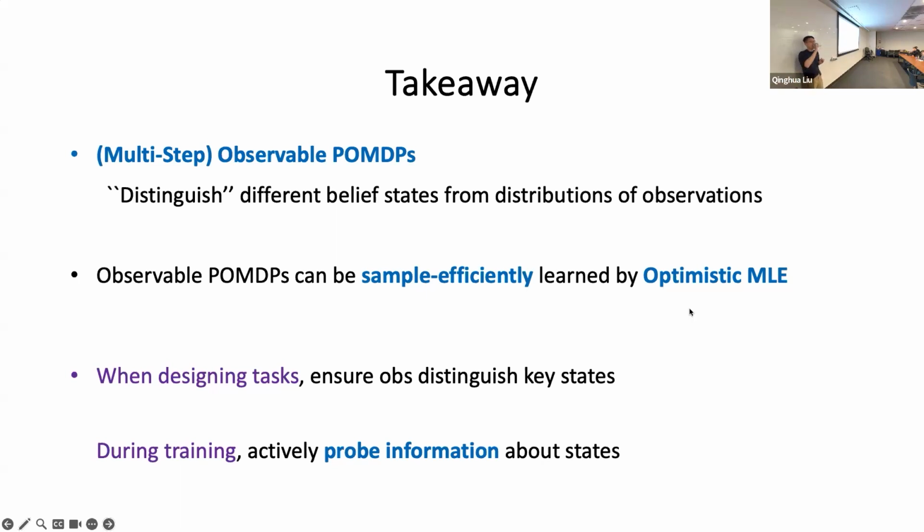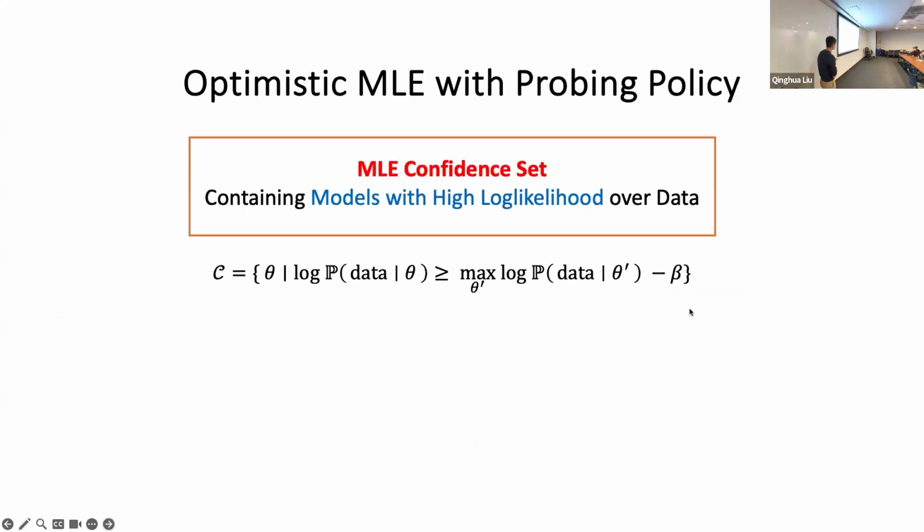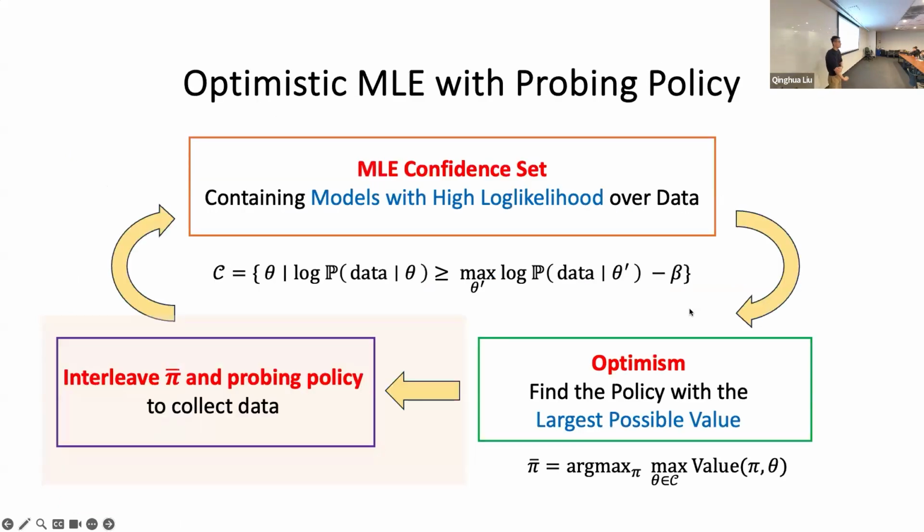Go ahead. You talked about interleaving the probing policy. What if you're in a POMDP where there are many states, and not all the states are necessary for solving the POMDP task? Then it seems like the data from the probing policy cannot be useful. Oh yeah, right. That's a great question.